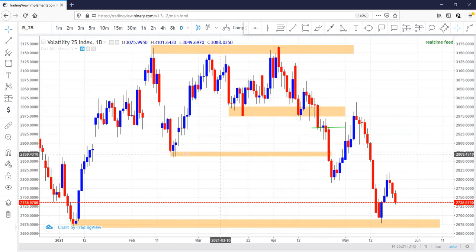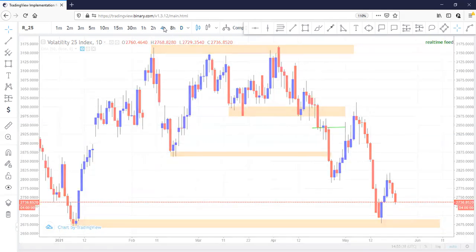Then our take profit will be at this previous low right here, at this key area right here. That's why I draw my zones, because they do help me know where I will take my take profits and where I will place my stop losses. So we will scale down to the 4 hour time frame to see how price has reacted after the 1 day candle close below the structure.